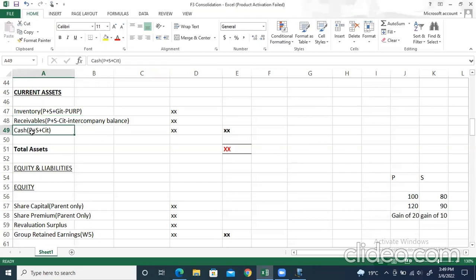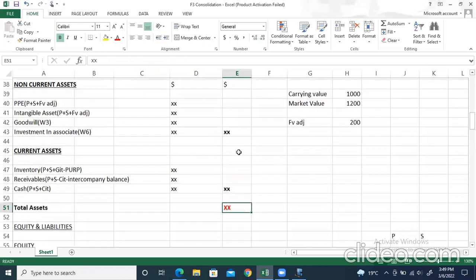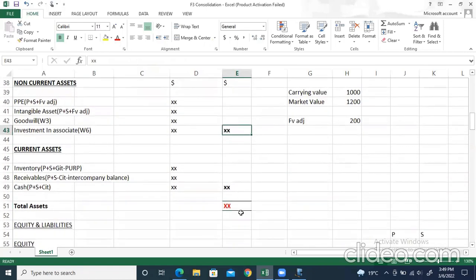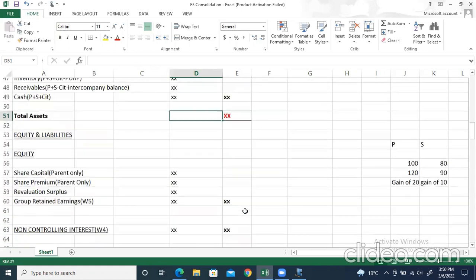Similarly, in cash, parent plus subsidiary plus the cash in transit, because the cash in transit is assumed to be received. That's why cash is increased over here. Now this gives us the total figure of total assets. If we add the non-current and the current, we are given the total assets over here. And total assets should again be equal to total liabilities and equity, exactly the same process as the accounting equation.